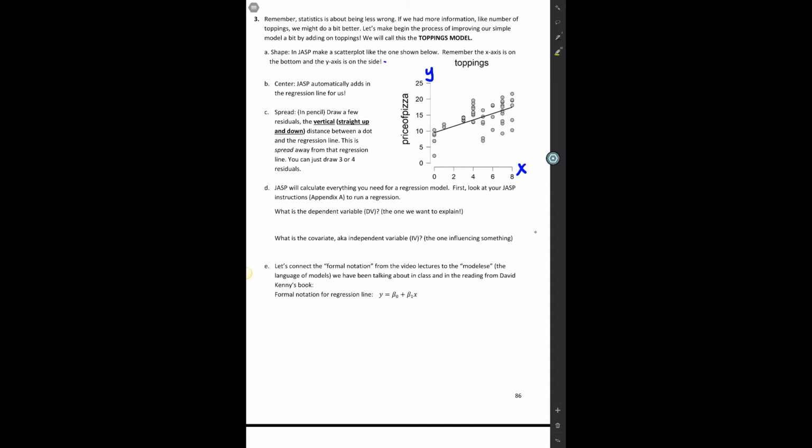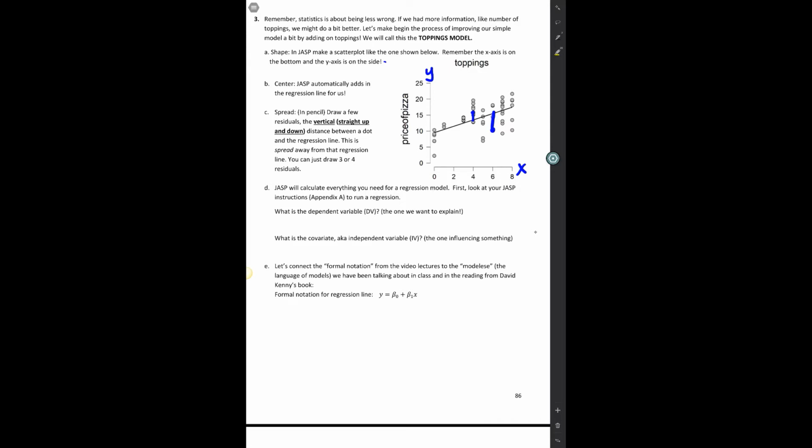These differences between what we would predict based on the line and an actual data point, for example, this one here, that difference is called the residual. It's the residual, the leftover, or the error between this actual data point and what we would predict for a pizza with, say, 4 toppings. The regression line is calculated so that it balances all of the residuals from the data set that are above the line with all of the residuals that are below the line. So once again, the center is the balancing point.